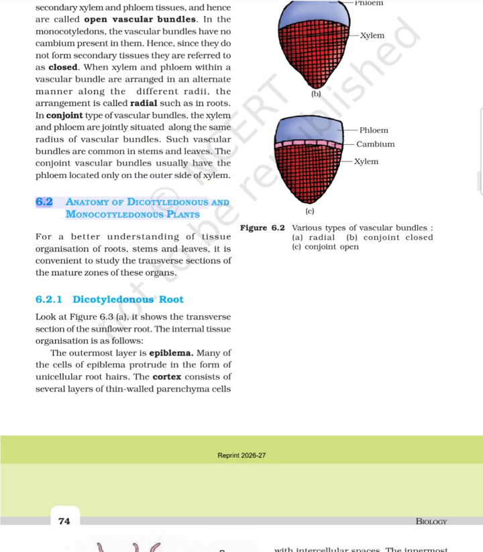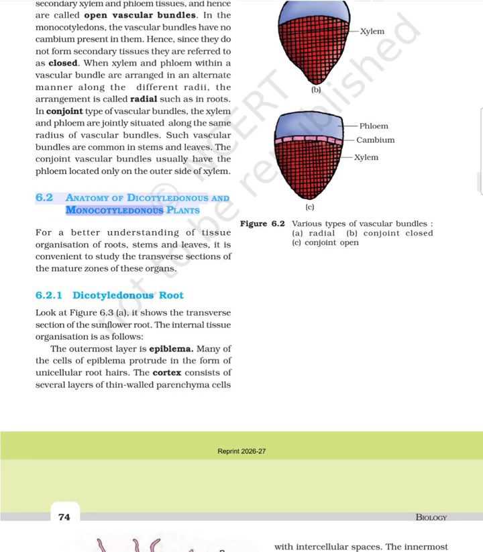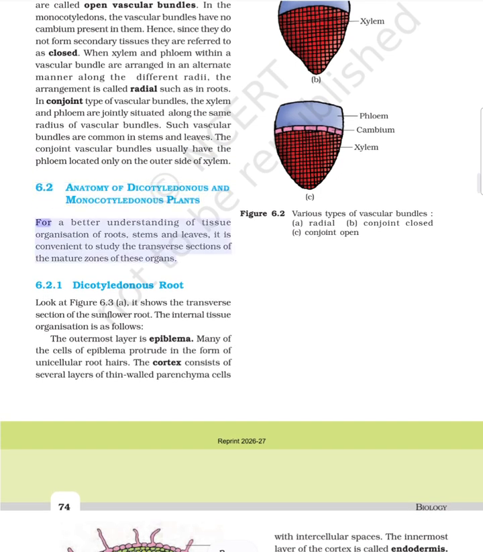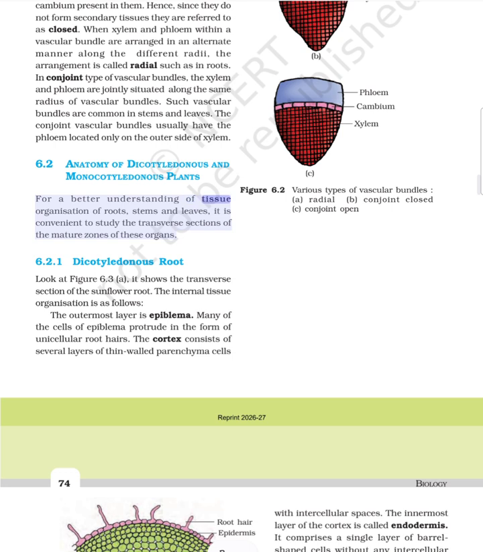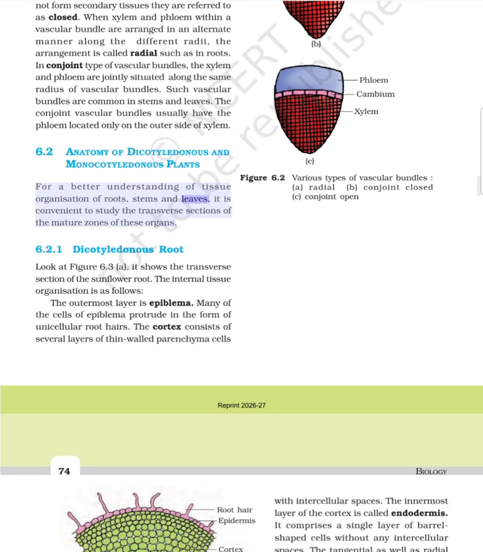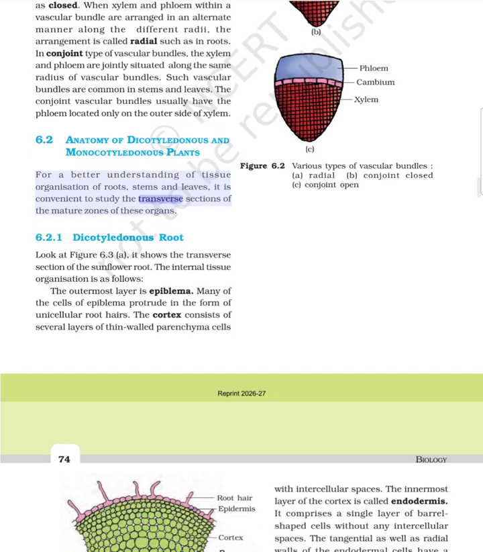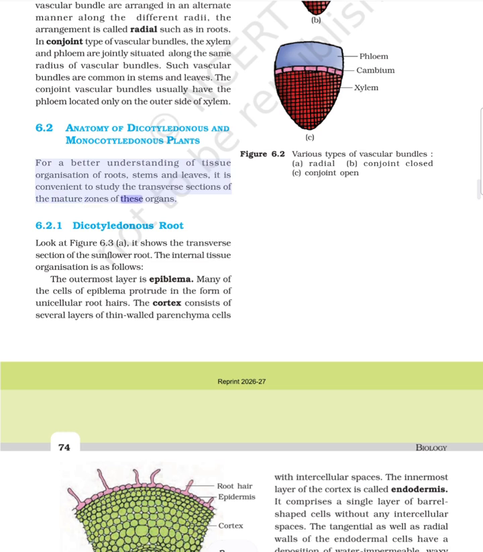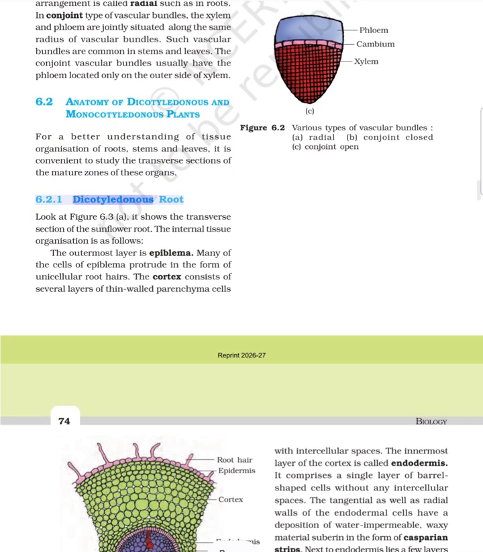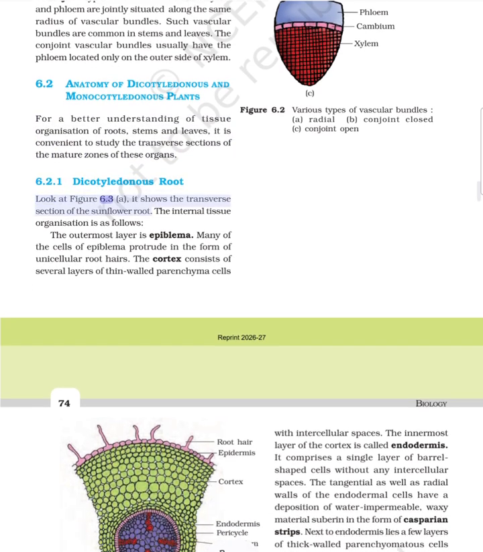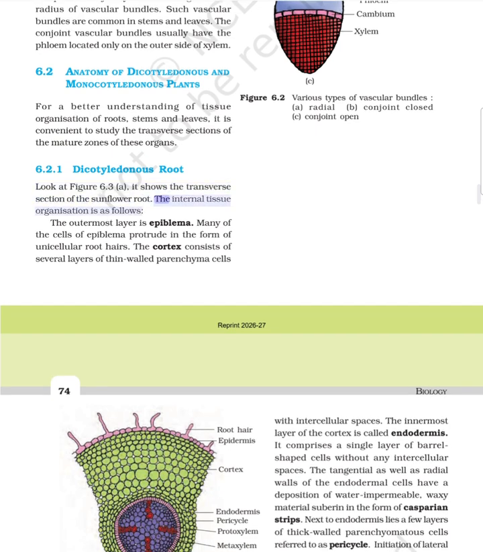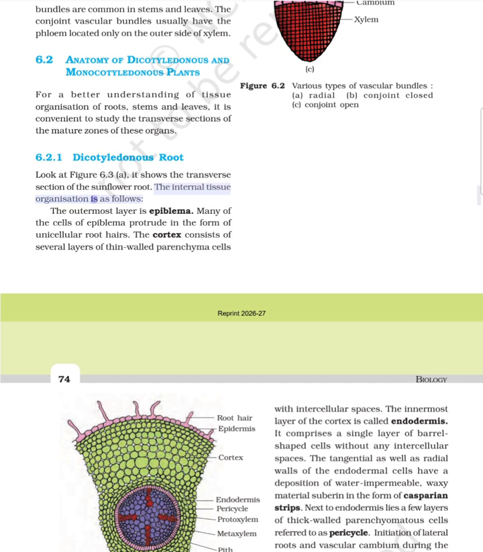6.2 Anatomy of dicotyledonous and monocotyledonous plants. For a better understanding of tissue organization of roots, stems, and leaves, it is convenient to study the transverse sections of the mature zones of these organs. 6.2.1 Dicotyledonous root. Look at figure 6.3, it shows the transverse section of the sunflower root. The internal tissue organization is as follows.